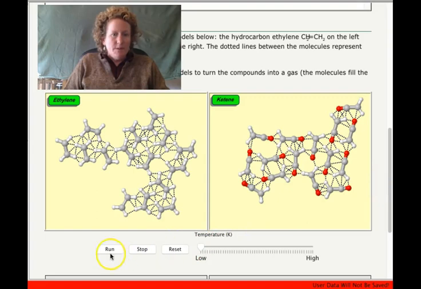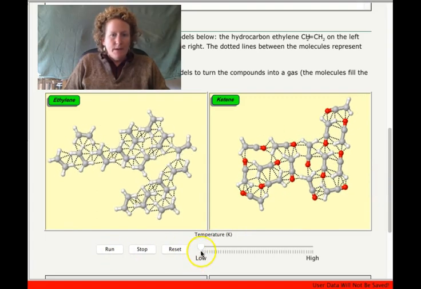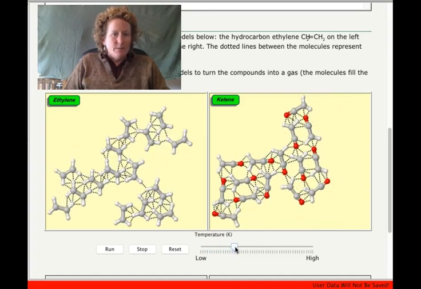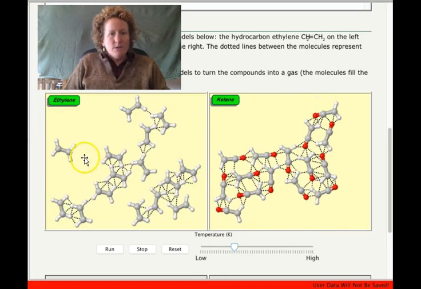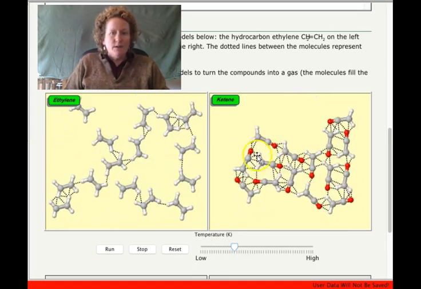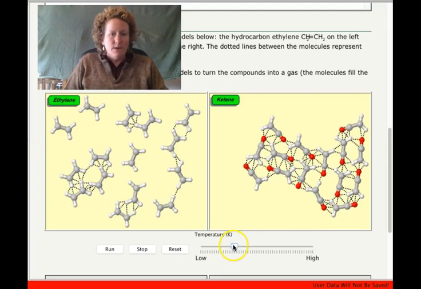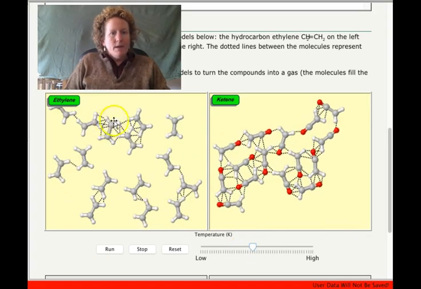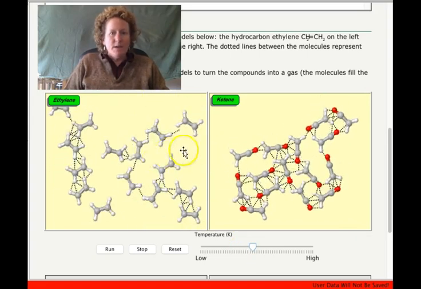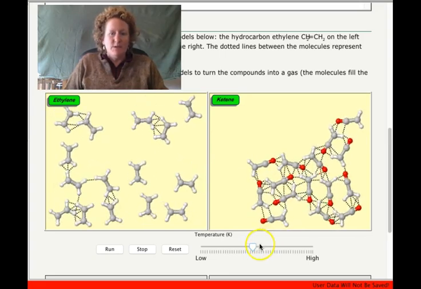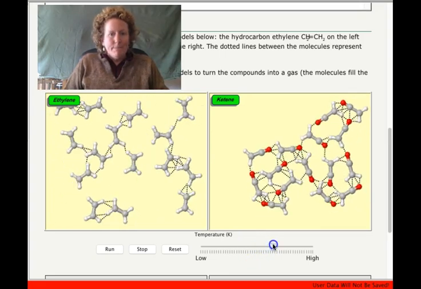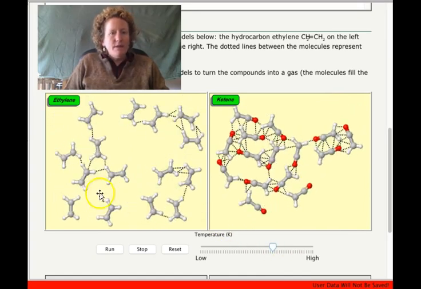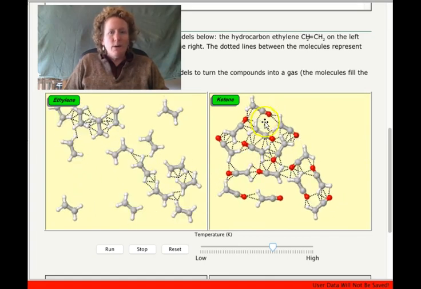So let's turn up the temperature here. Let's run this. It's at a low temperature, so everything is all stuck together. They're not boiling. Let's turn up the temperature a little bit. You can see the molecules start to separate pretty easily with ethylene, and everything's still stuck together with ketene. Let's turn up the temperature a little bit more. Now ethylene is completely filling up the container, but ketene's pretty much still stuck to itself in a glob. Again, ethylene's filling the container, so ethylene's boiling well before ketene.